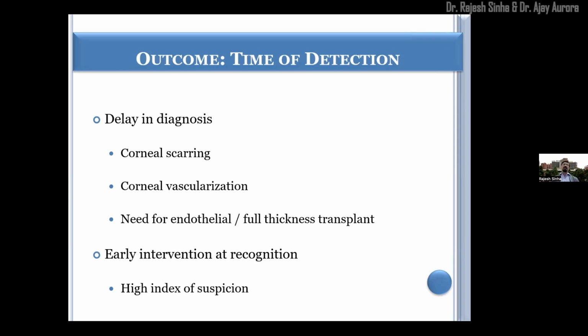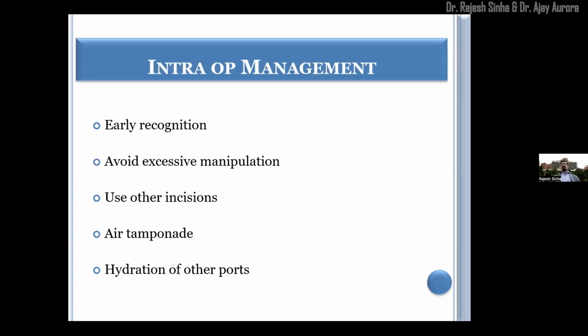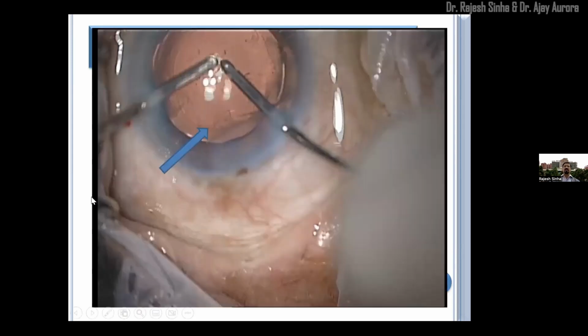So there can be various types of Descemet membrane detachment, and if it's extensive, then the outcome of these cases depends on the rapidity with which we diagnose and intervene. Most importantly, when we are doing a surgery and at that time there's a DMD, then we should have highest degree of suspicion. We should try to recognize it. Early recognition helps.